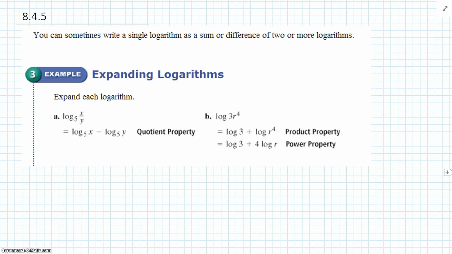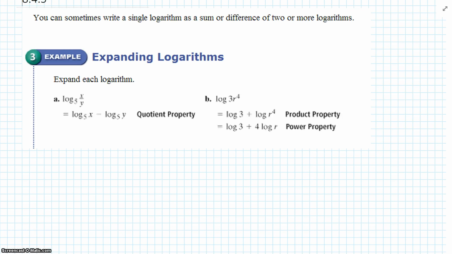Okay, next one. Sometimes you can write single logarithms as sums or differences, so basically you can expand them if you need to. So expand log base 5 of x over y. Well, that's just going to be log base 5 of x minus log base 5 of y.